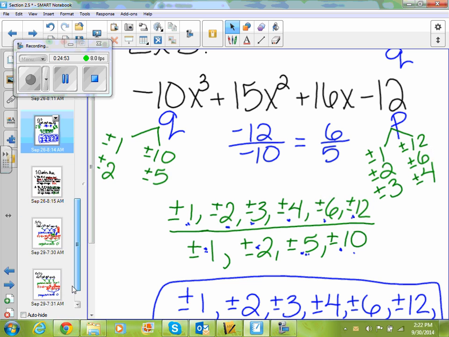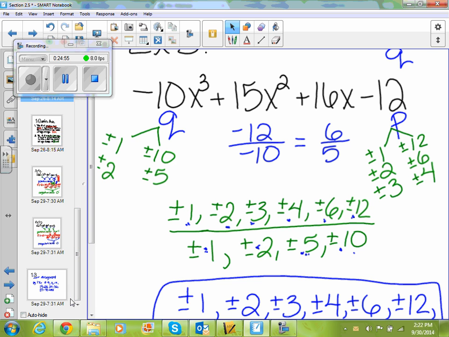So we do want to learn how to list them out, but we don't want to necessarily do synthetic division with them because it's not helpful when you have 32. So you'll just plug that into your graphing calculator.